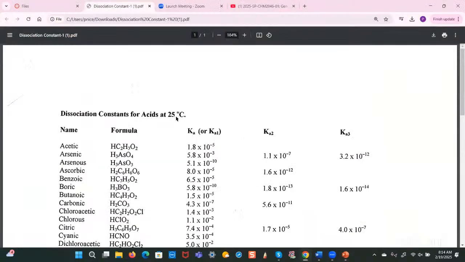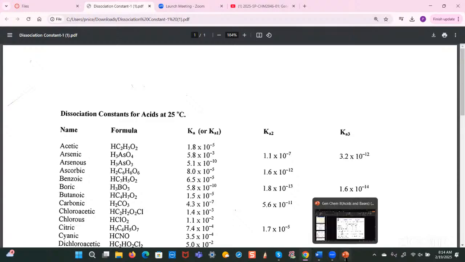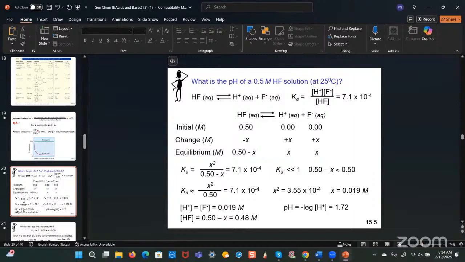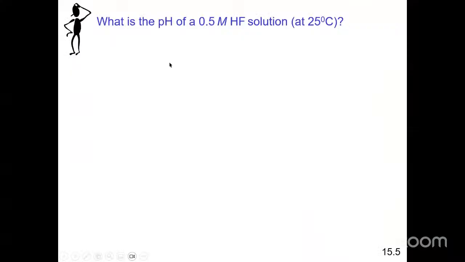You'll notice it says at 25 degrees. That's a standard that is accepted pretty much universally, right? Whenever you see Ka values being quoted for a particular weak acid, you can assume it's at 25 degrees, unless stated otherwise. All right, so going back to this, the question is asking, what is the pH of a 0.5 M hydrofluoric acid solution at 25 degrees Celsius, right?